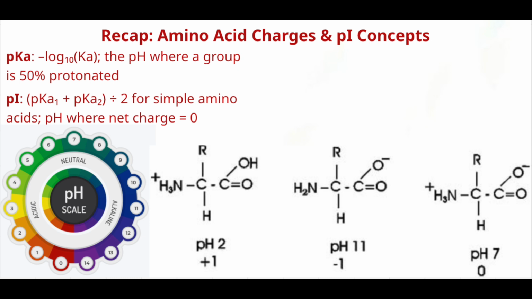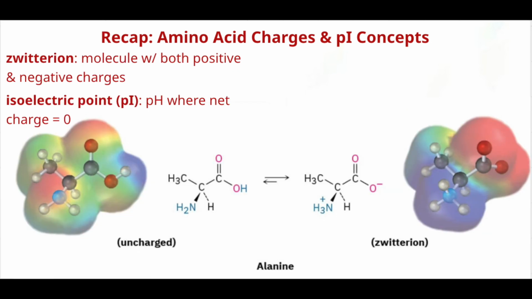Recall that pKa is the negative log of Ka. pKa is the pH at which a group is 50% protonated. And pI, the isoelectric point, is (pKa1 + pKa2)/2, just an average for simple amino acids. So at the isoelectric point, pI, the amino acid exists as a zwitterion, one group positive, one group negative, with net zero charge. Remember that the isoelectric point is just the pH where the net charge is 0.